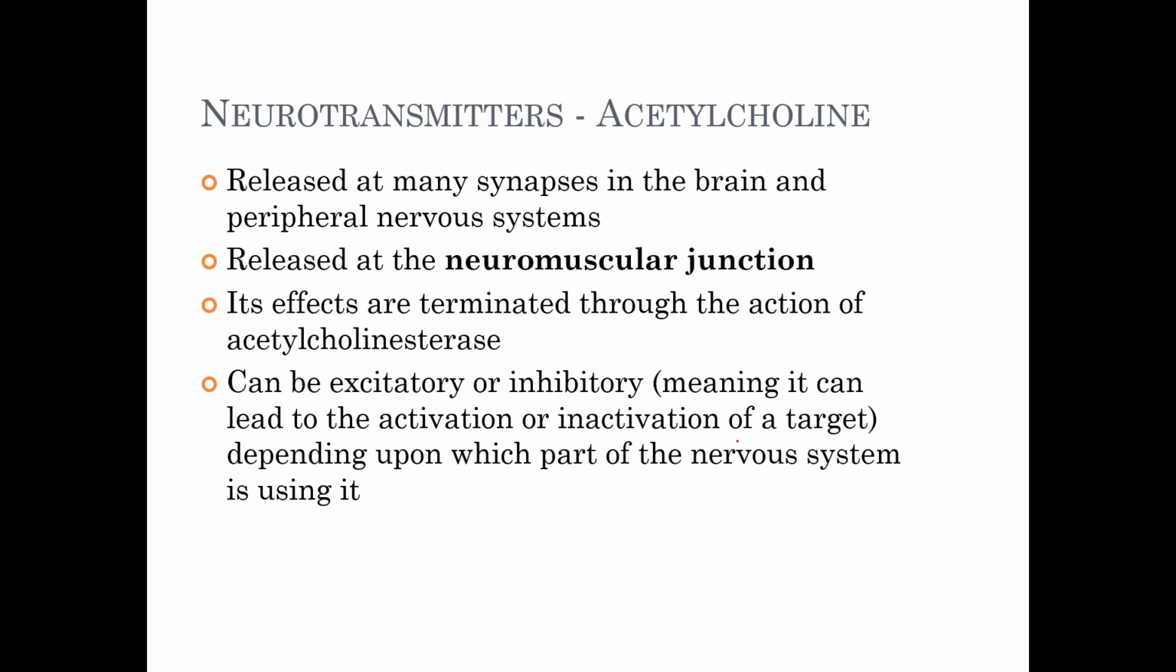So we're going to talk about acetylcholine first of all. Acetylcholine is released at many synapses in the brain and in the peripheral nervous system, so it's used throughout the nervous system. We're going to focus on its use at the neuromuscular junction. This is between a neuron and a muscle cell. It is removed by acetylcholinesterase, which is an enzyme. Depending on where it is used in the nervous system, it can be excitatory or inhibitory. When it's at the neuromuscular junction, it tends to be excitatory, which means that it's going to cause an action potential in the muscle cell membrane.